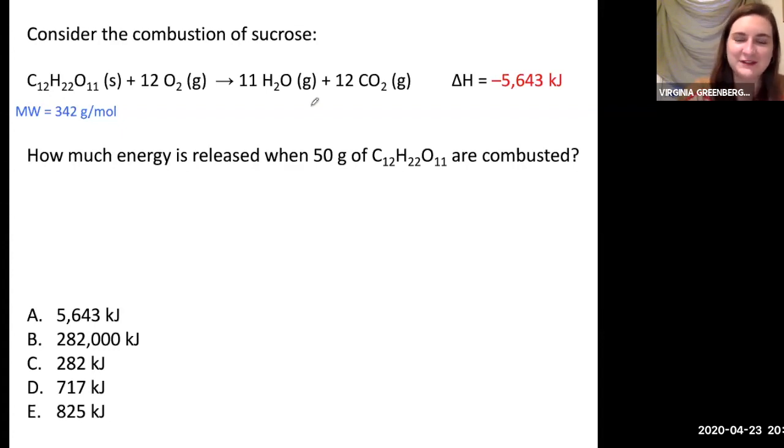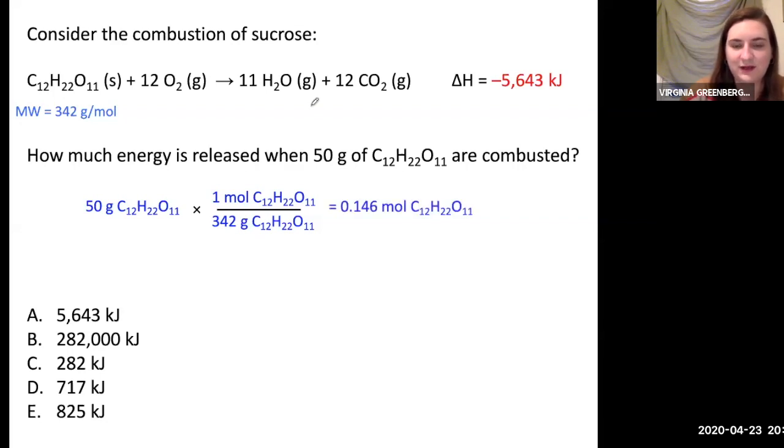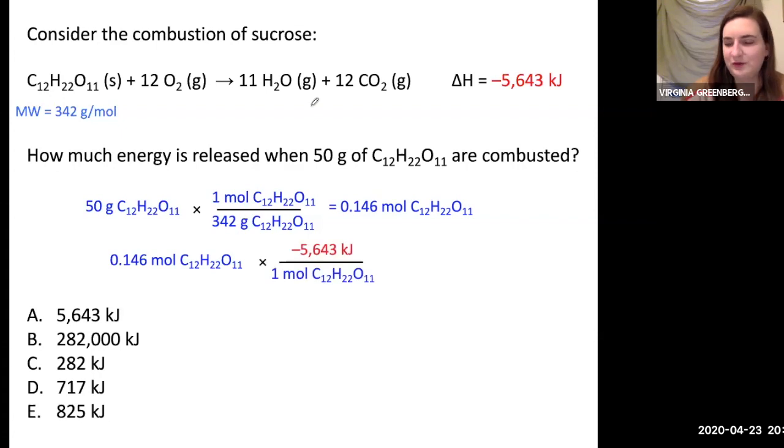Congratulations on working through that problem. Let's go ahead and review it. So we're starting with 50 grams of sucrose. And we never really want to work with grams. We want to get our values into our currency of moles. We can do that using the given molecular weight. And so we'll have 0.146 moles of C12H22O11. And so what we can do is take that amount of moles and multiply it by our delta H value from above, divided by the coefficient for the molecule of interest in our reaction. So in this case, it's just 1. And then we can calculate our amount of heat that's released when we combust 50 grams of sucrose.